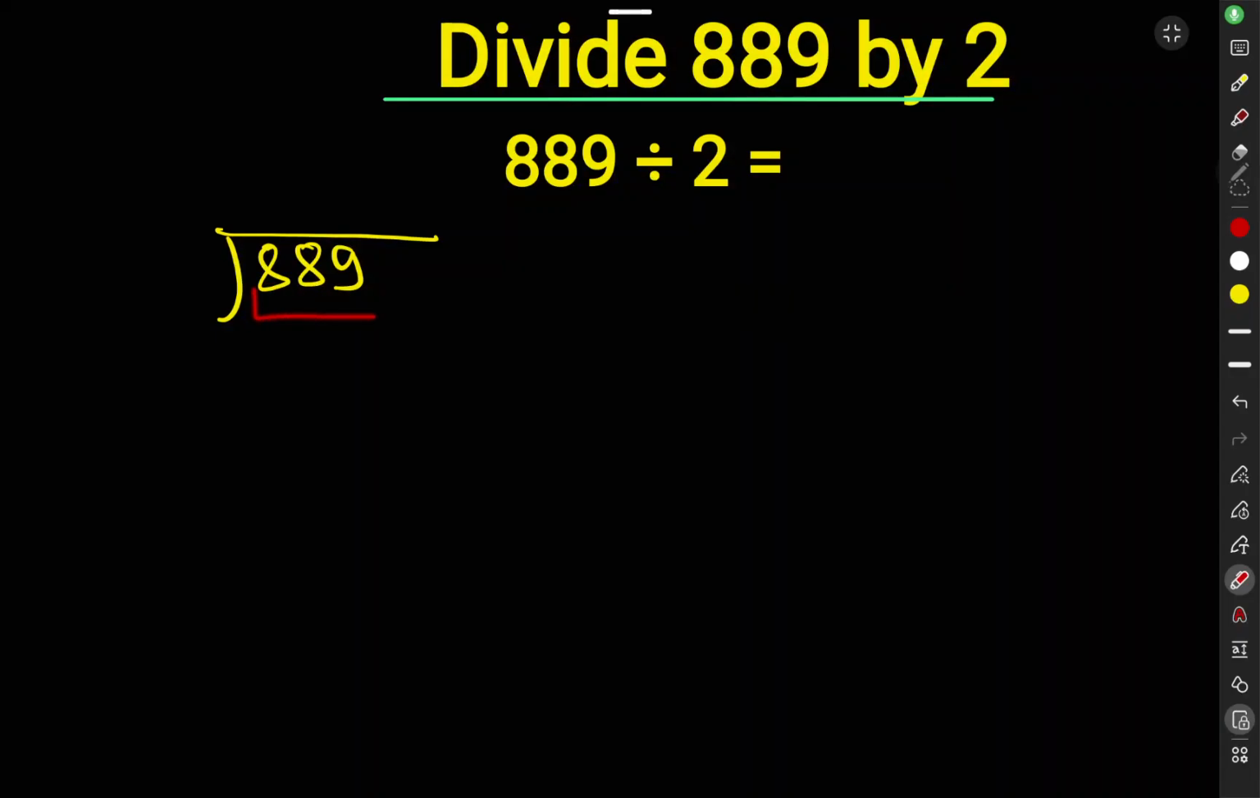Divide 889 by 2 in long division method. So 2 times 4 is 8. On subtracting we get 0.